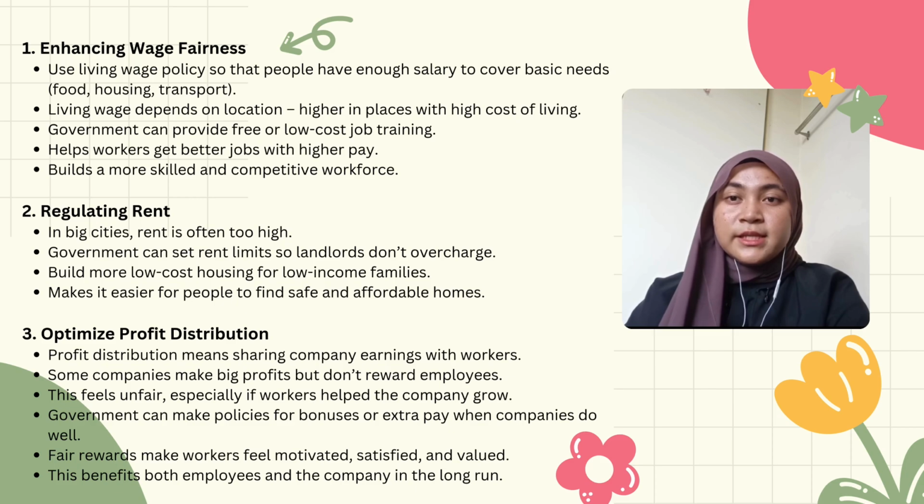Lastly, optimize profit distribution. Profit distribution is how a company shares its earnings with the workers who help it succeed. Sometimes, companies make high profits, but employees don't get any extra rewards, which can seem unfair. To solve this, the government can introduce policies that require companies to give bonuses or extra payments when the business is doing well. This ensures workers feel appreciated and motivated, leading to a better work environment. In the long run, both employees and companies can share the benefits.